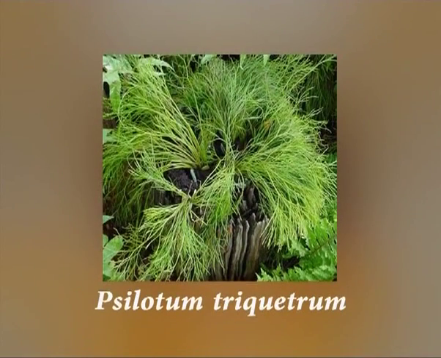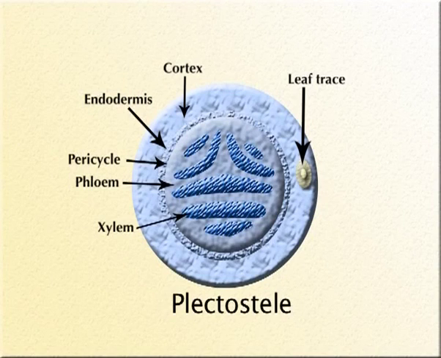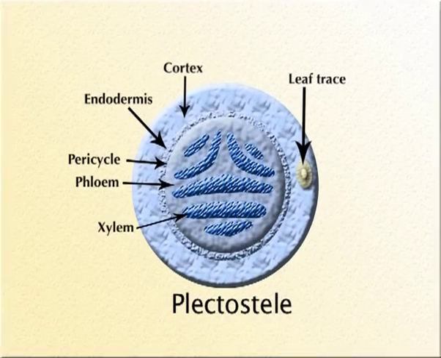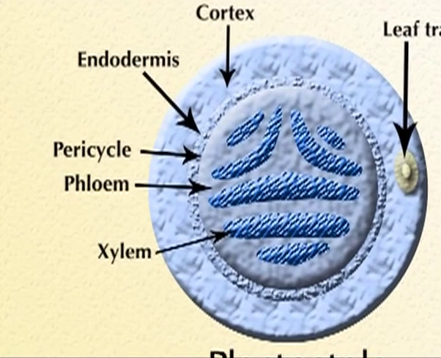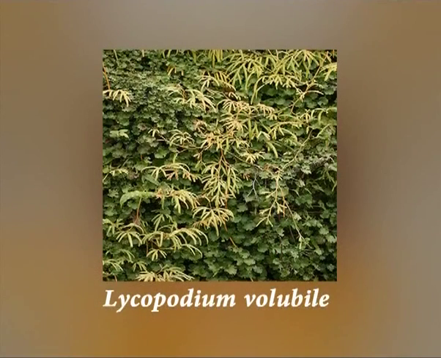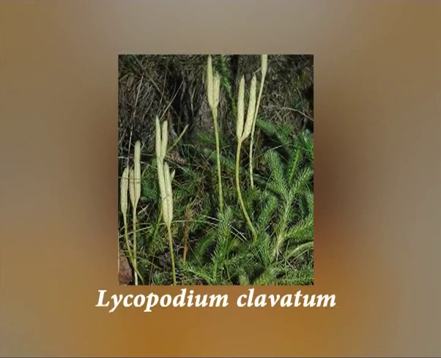and Psilotum triquetrum. Plectostele. In this type of protostele, xylem occurs in the form of separate plates, which lie parallel to one another, with phloem situated between them. It is found in Lycopodium volubile and Lycopodium clavatum.